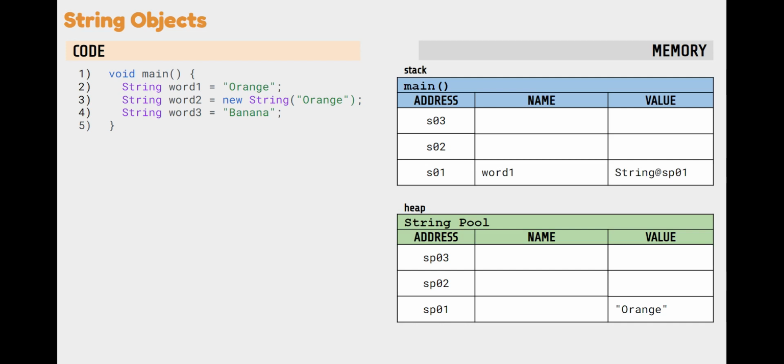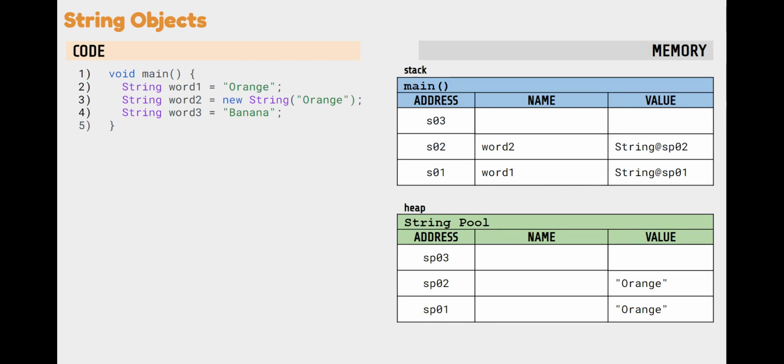Now on line 3, we are creating a new string and we're passing in the string literal orange. Whenever we call the string constructor, Java doesn't look for the string in the string pool anymore. It will just automatically create this new string, even if there was a copy of that string already in there. So we are telling Java to make a new string orange, and so that's going to move in at the next available spot in the string pool. And then we will assign that memory location to word2. And so now word1 and word2 are pointing to two different oranges in the string pool.